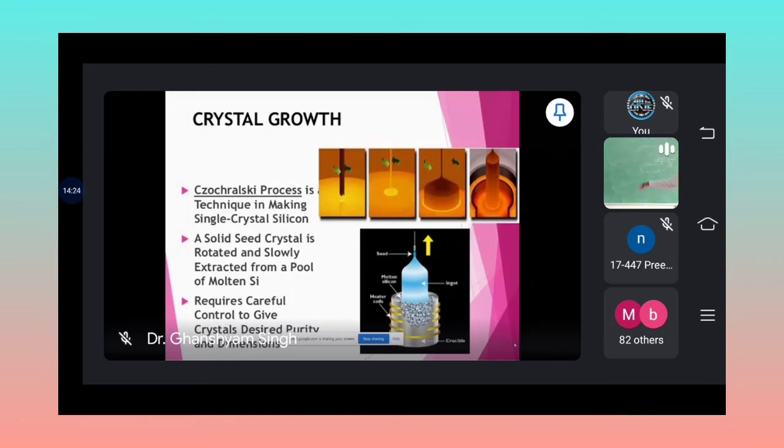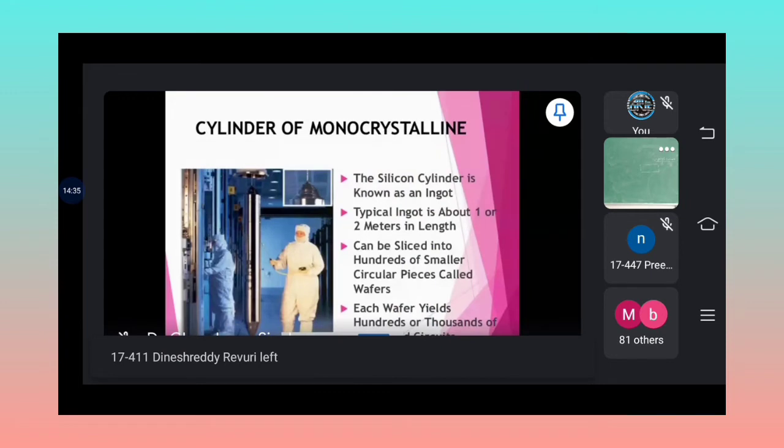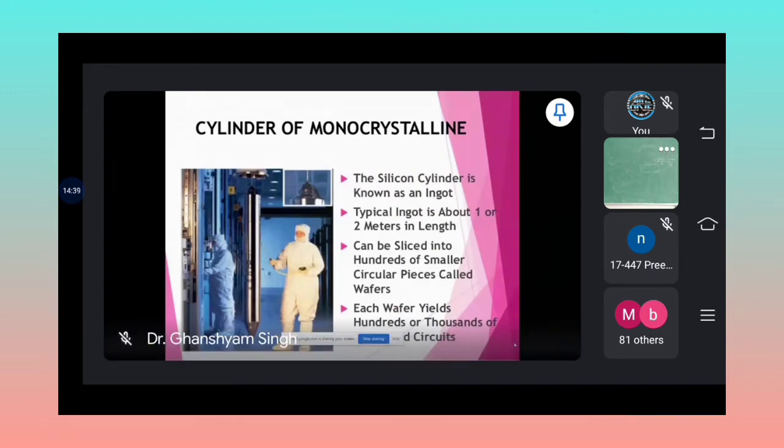Wafer manufacturing: you can see in this slide, the silicon crystal is sliced using a diamond saw into thin wafers. Basically you can cut the wafers from the silicon crystal growth or silicon crystal slice.